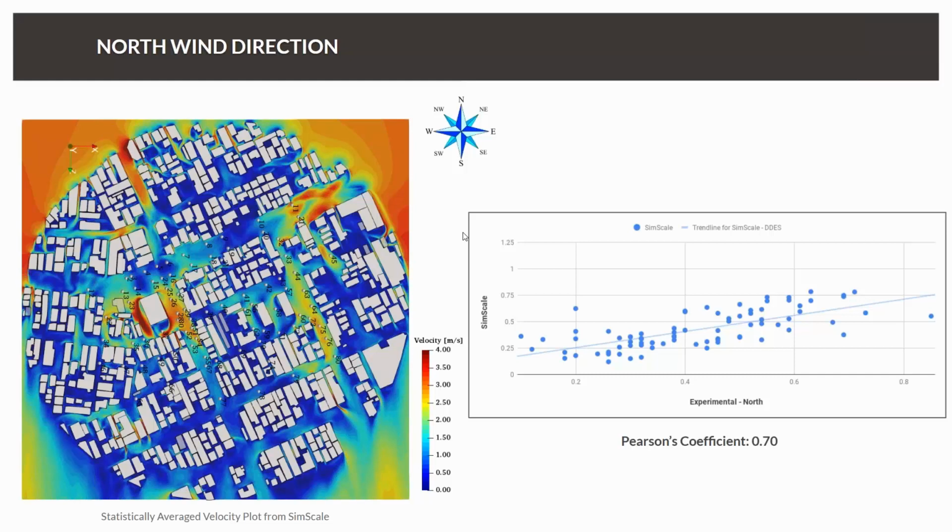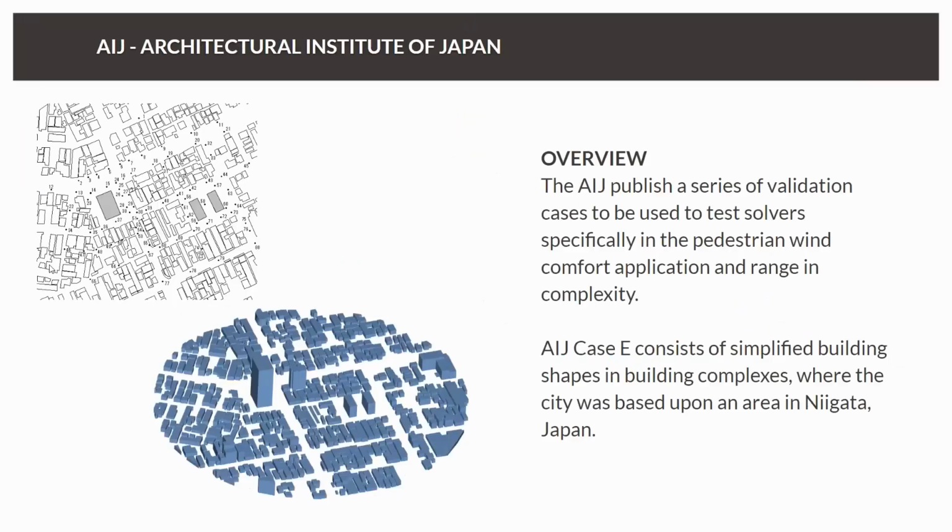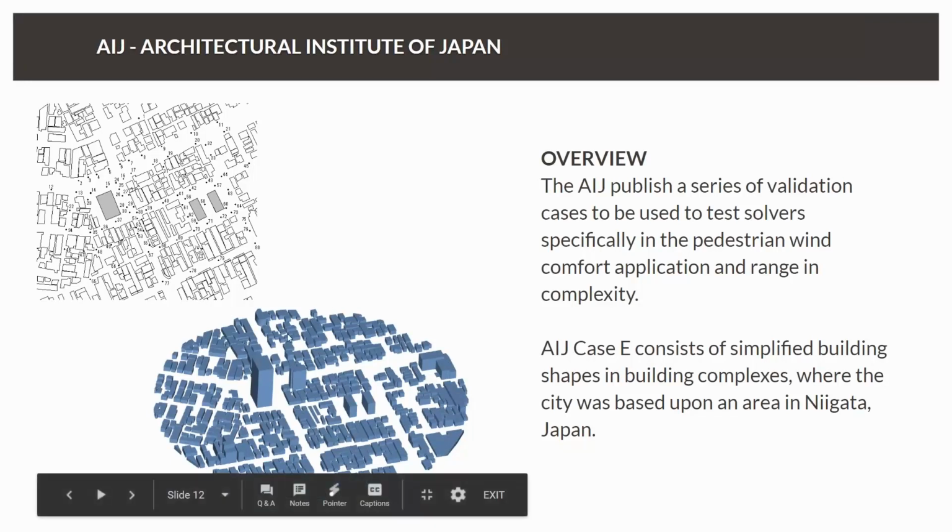So this geometry was downloaded from the AIJ website. It was converted into an SCL format, and that is what we're using to upload to the SimScale platform. So this here, although it's square, is actually a zoomed in region of the geometry they've provided, and not exactly what we're showing in the bottom is exactly what they've uploaded.